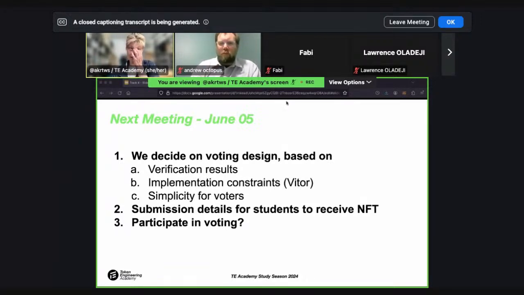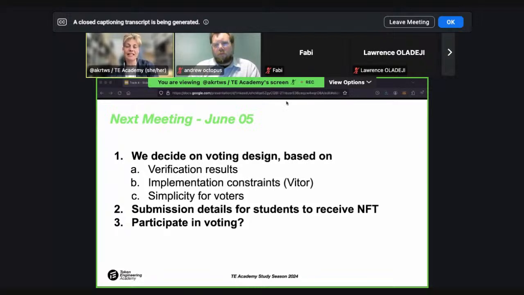And of course, the simplicity for voters should also be an argument or a requirement for our decision. Based on these three aspects, verification results, implementation constraints, and simplicity for voters, we take a decision in the session on June 5th. So make sure to take part. And then we'll also share more submission details for the students, for you, to receive the NFT as a proof of knowledge in this live track 4.